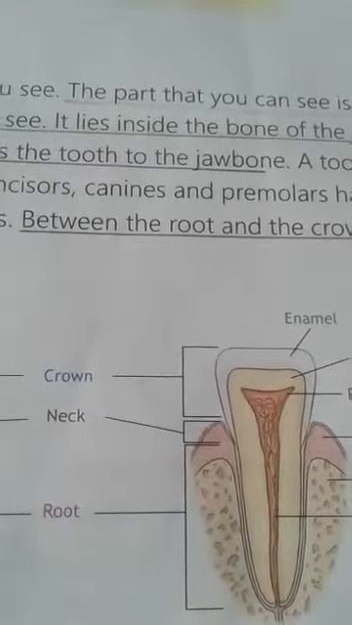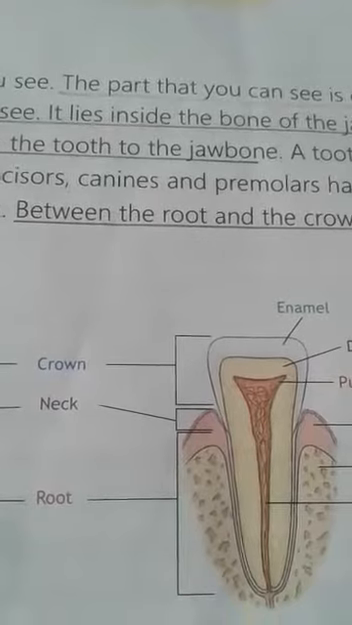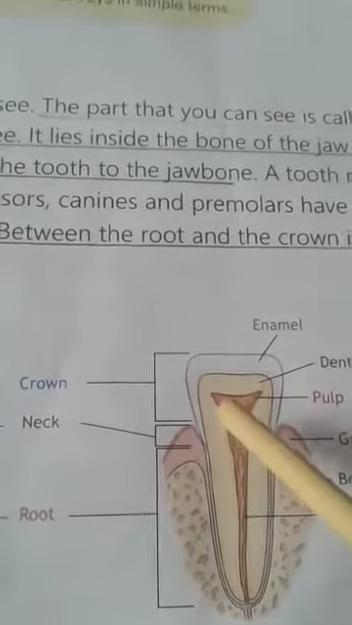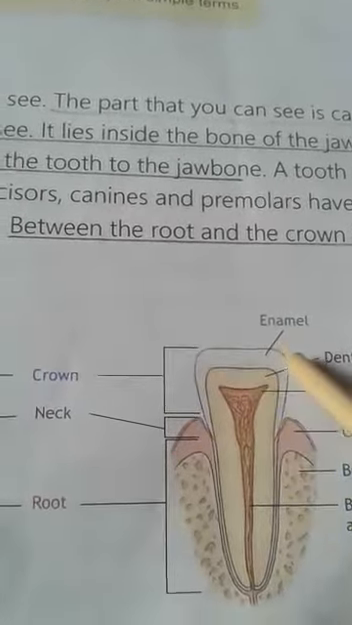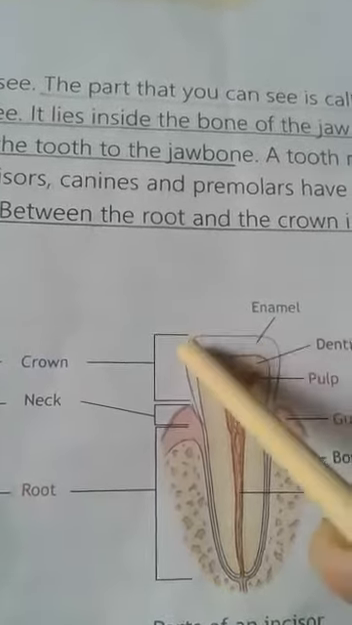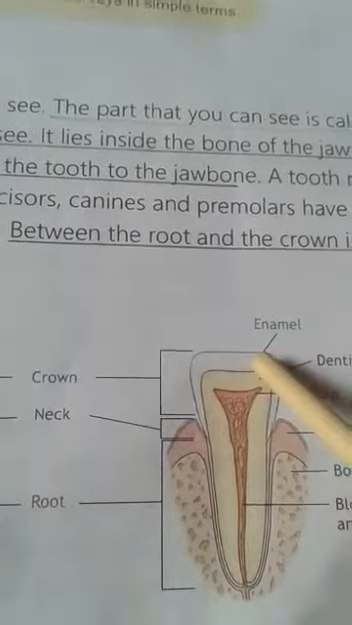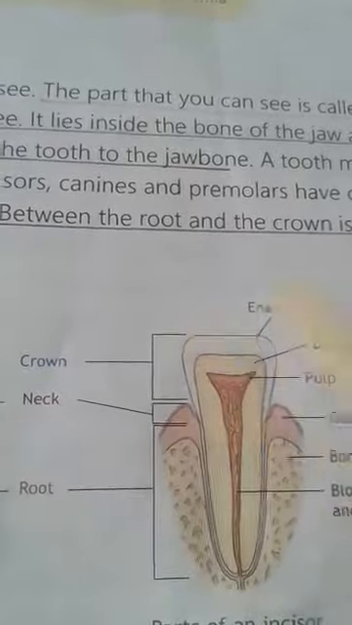The crown is used for biting, crushing and chewing the food. This part of the tooth which is visible outside, what is the function of this part of the tooth? This part of the tooth is used for biting, crushing and chewing the food.